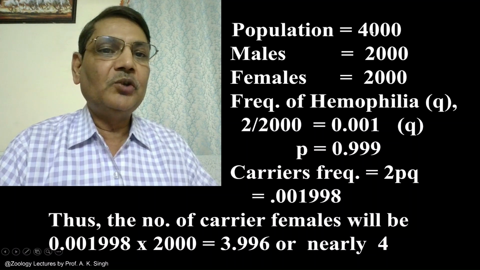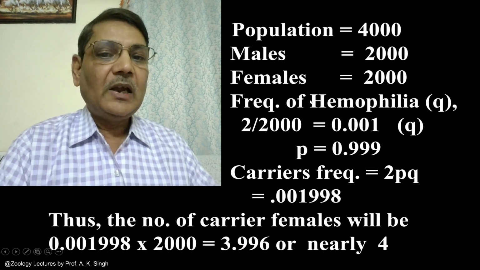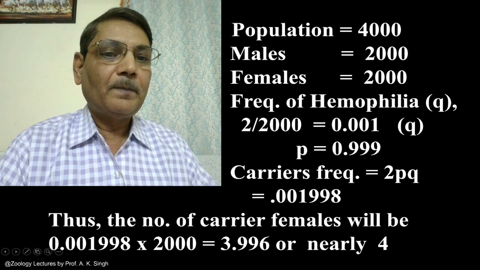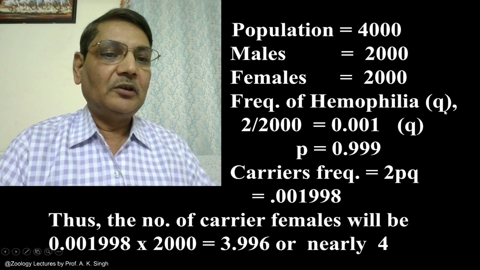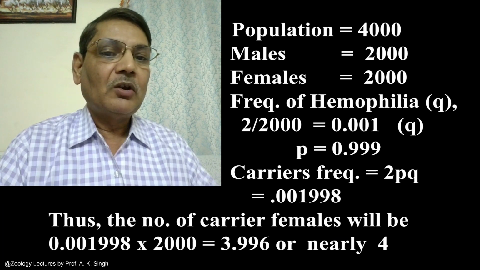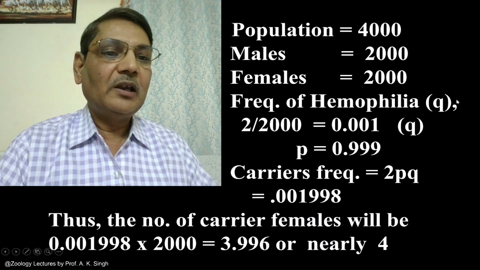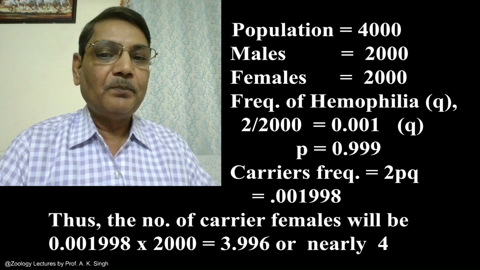The total number of individuals in the population is 4,000. 50% of them are males, which means they are 2,000 in number. Females are also 2,000. And the frequency of hemophilia, since those people who suffer from hemophilia will have the disease allele, that frequency could be indicated by the letter q, and the normal allele's frequency will be p.